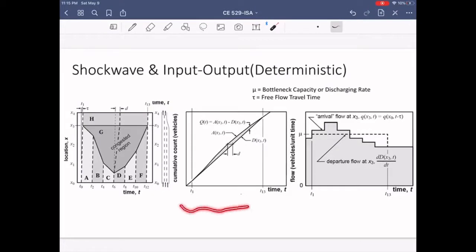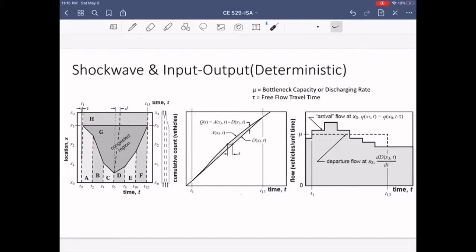So this middle graph right here represents the input-output method. The horizontal axis represents time, and the vertical axis represents the cumulative vehicle count. The top curve represents the arrival vehicle count, and the bottom curve represents the departure vehicle count. And these 2 points where these 2 curves meet represent the beginning and the end of the queue. This end of the queue is also called the point of dissipation, and it is the same thing as the beginning of the queue here and the end of the queue here from the shockwave.